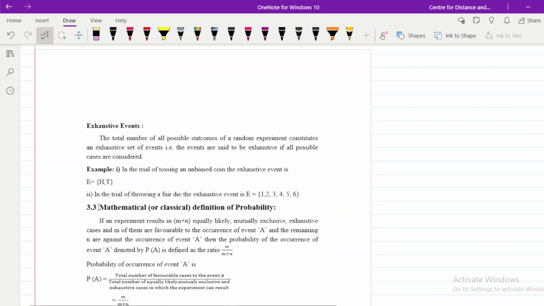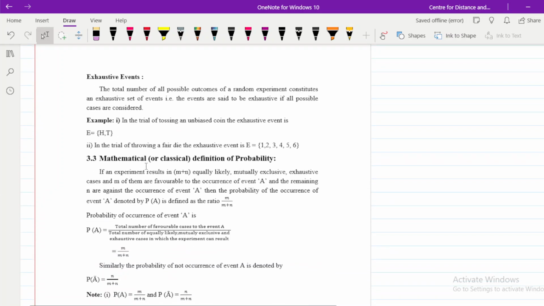Then exhaustive events. The total number of all possible outcomes of a random experiment constitutes an exhaustive set of events. That is, the events are said to be exhaustive if all possible cases are considered. For example, in the trial of tossing an unbiased coin, the exhaustive event is E is equal to H comma T. And when a die is thrown, the exhaustive event is E is equal to 1, 2, 3, 4, 5, 6.